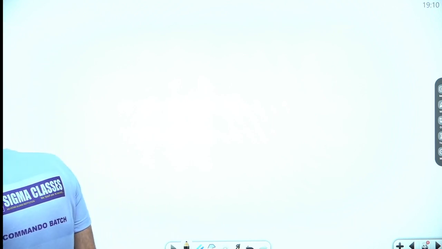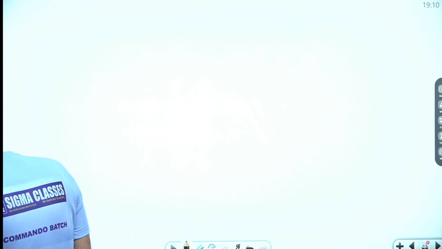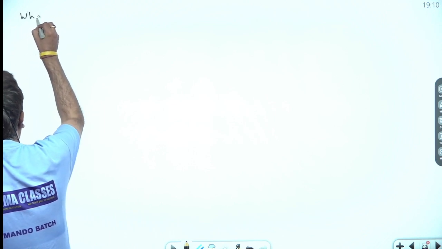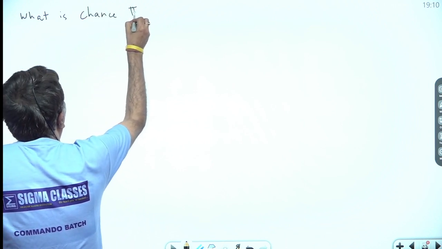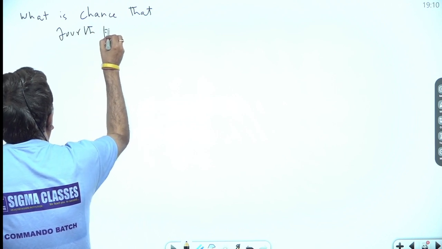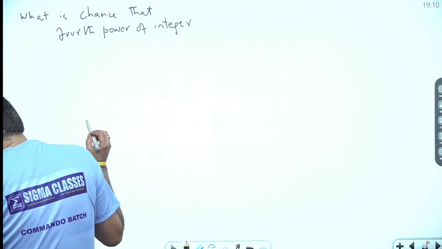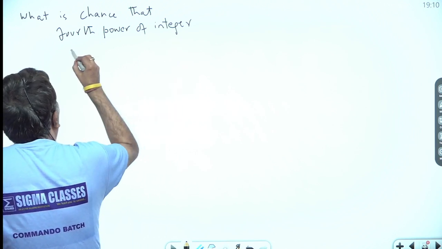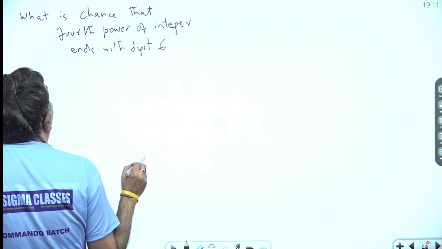Let's do a slightly different question. What is the chance that fourth power of an integer ends with digit 6?